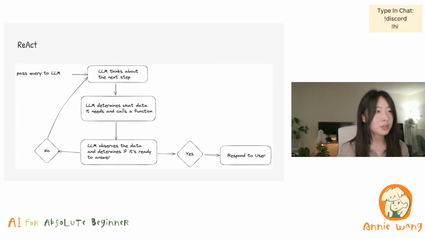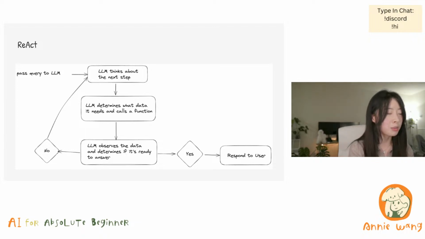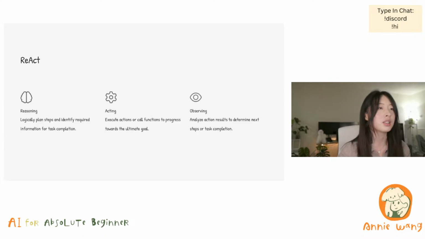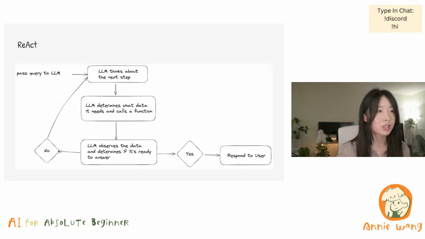And then the LLM determines what data it needs and which function to call. So after reasoning, hey, I think I may need to use a weather API to get to know the weather, that is the acting part. After acting, it gets a result from the action. So it observes the data from the result and determines, if this is right, should I continue to do the reasoning or should I just return the result back to the user? So that's the reasoning loop.